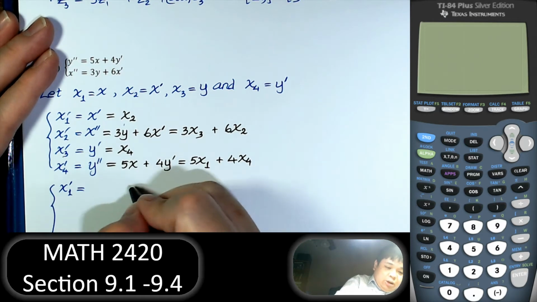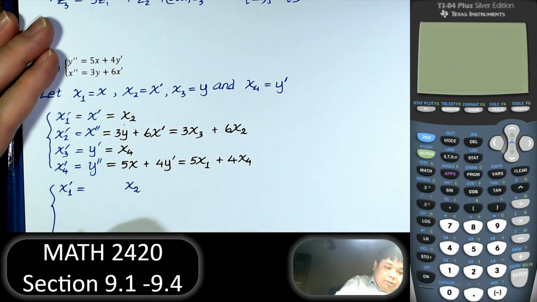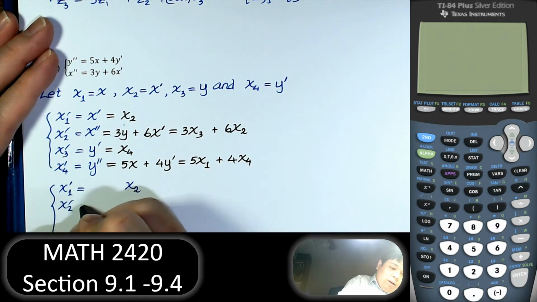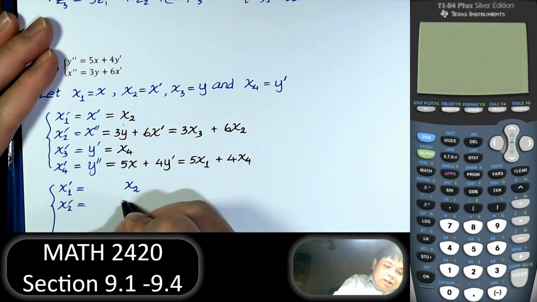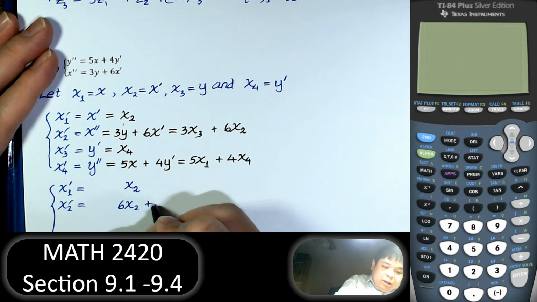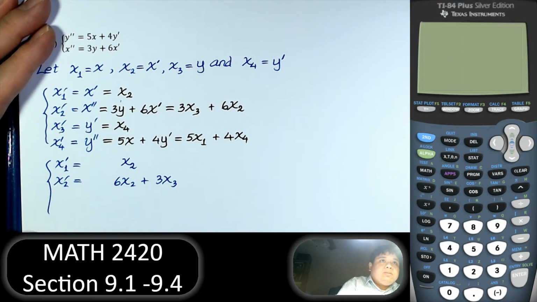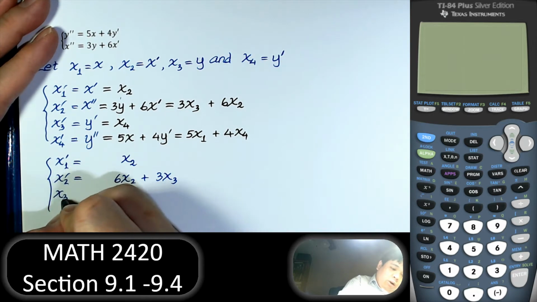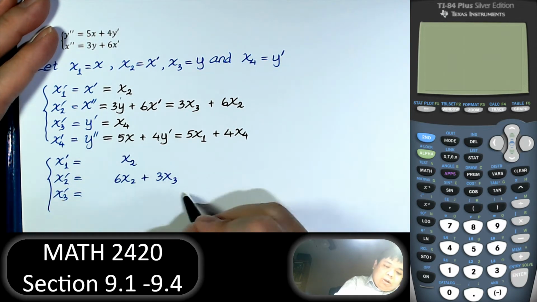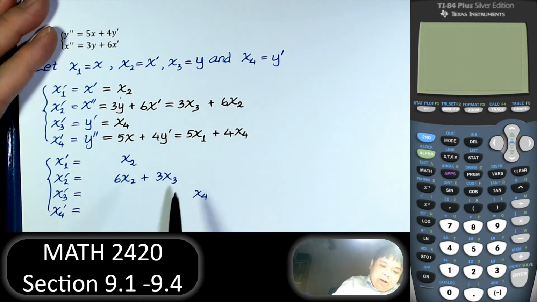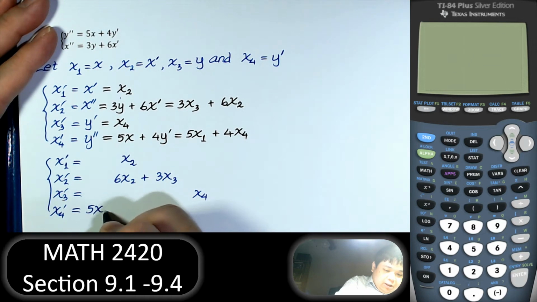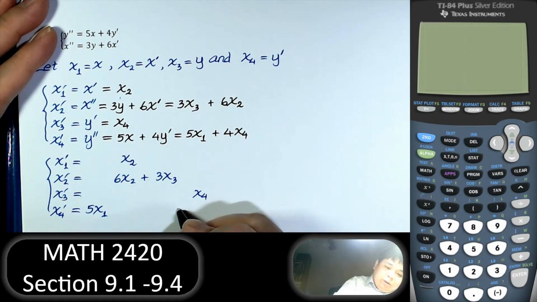There's only x2. Right, x2 prime, no x1, but this is 6x2 and 3x3. x3 prime, there's nothing but x4. x4 prime, 5x1 and 4x4.